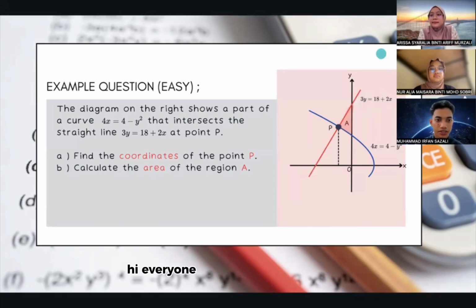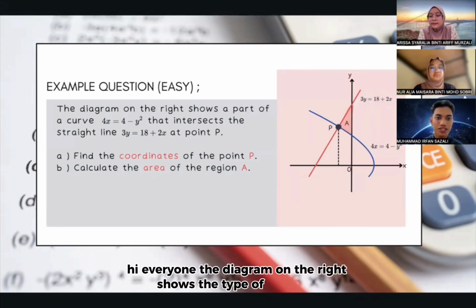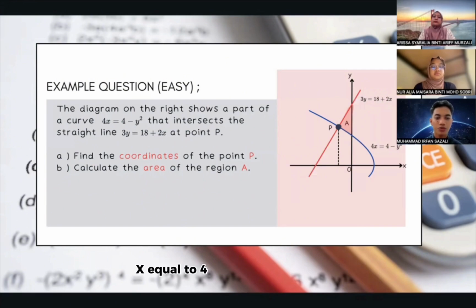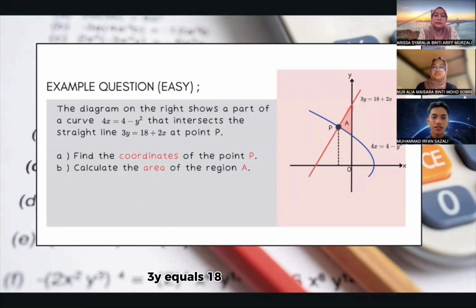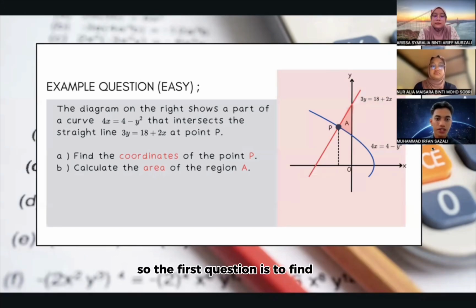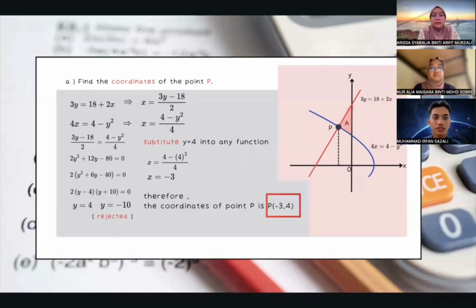Hi, everyone. The diagram on the right shows a part of a curve 4x = 4 - y² that intersects the straight line 3y = 18 + 2x at point P. So the first question is to find the coordinates of the point P, and B is to calculate the area of the region A. Let's go to the first question.